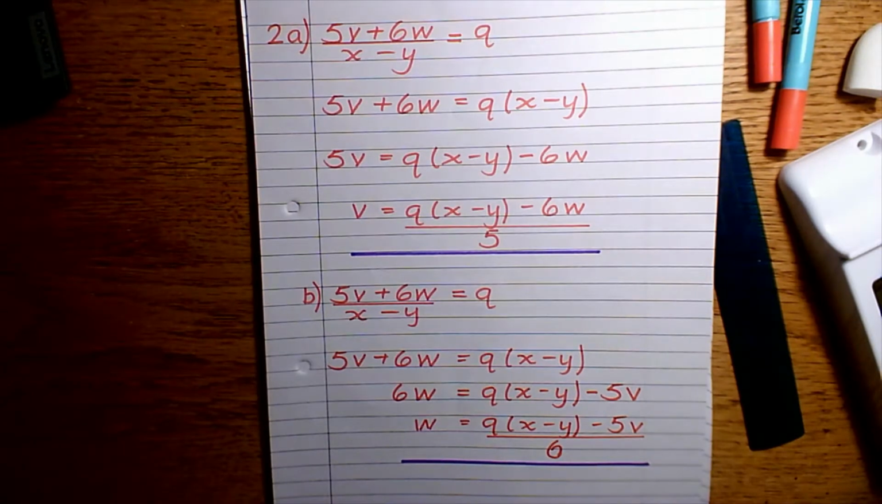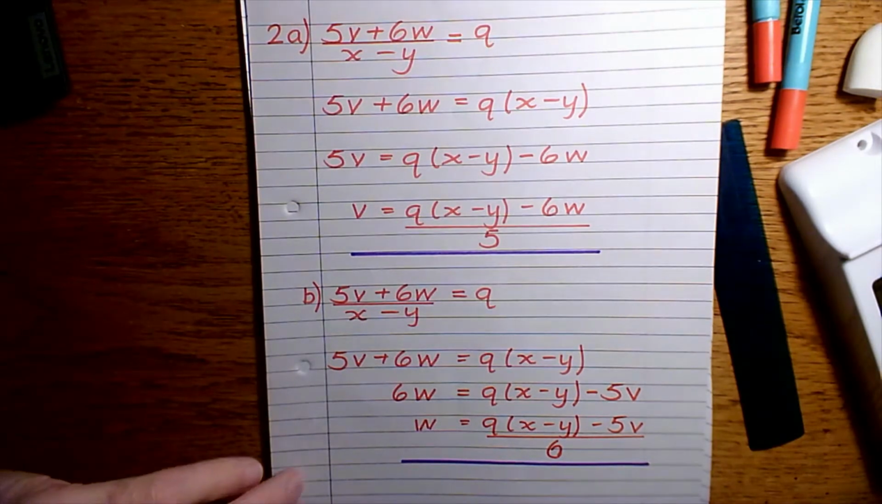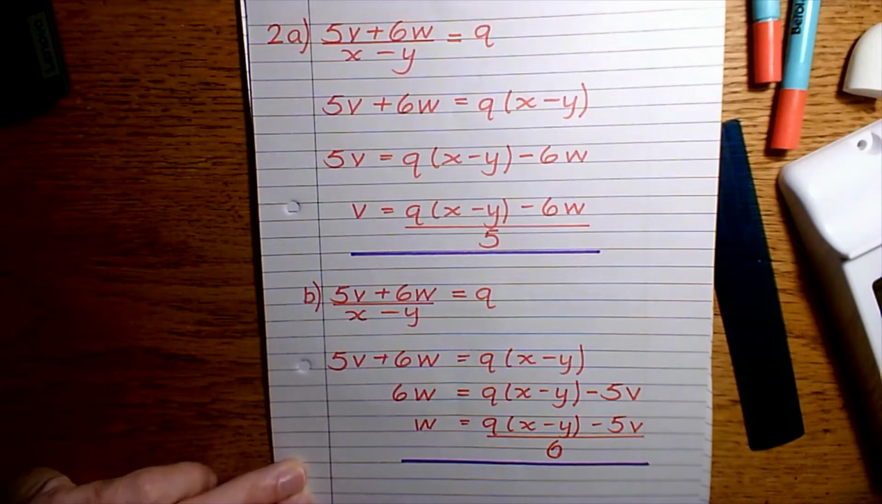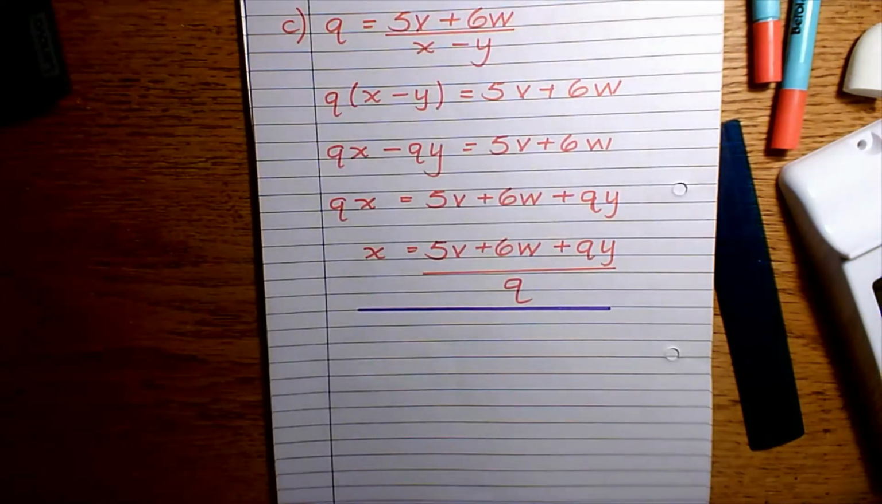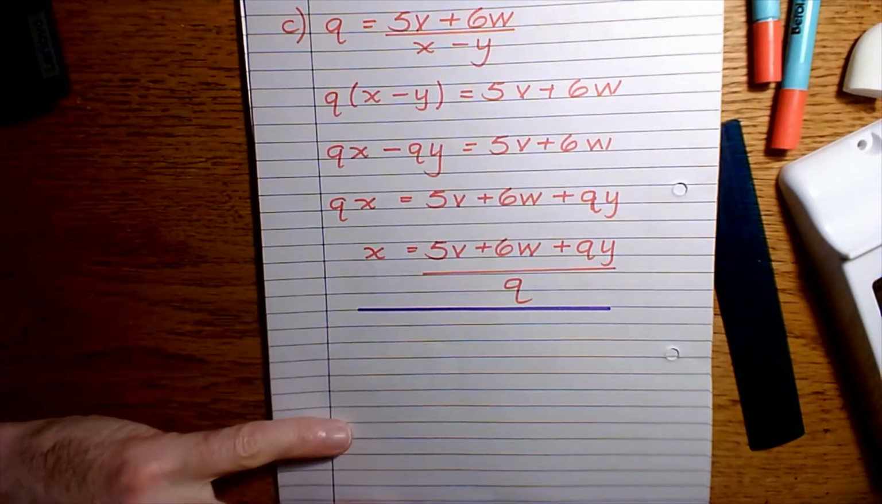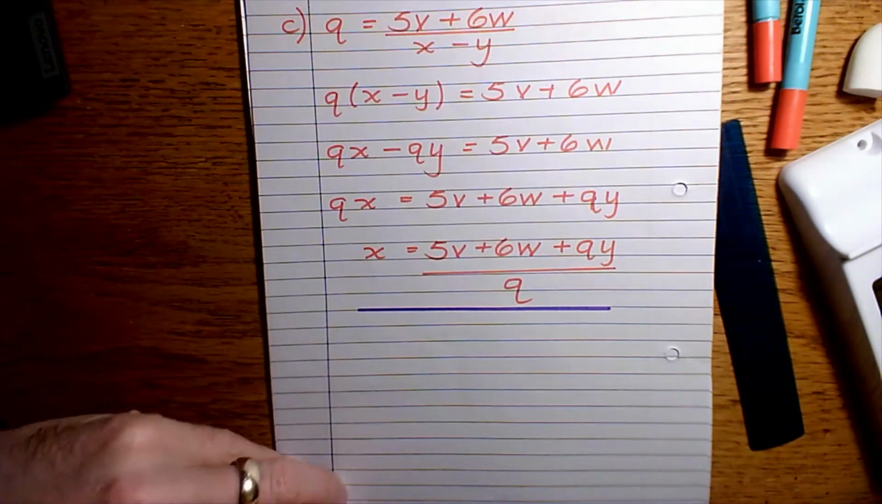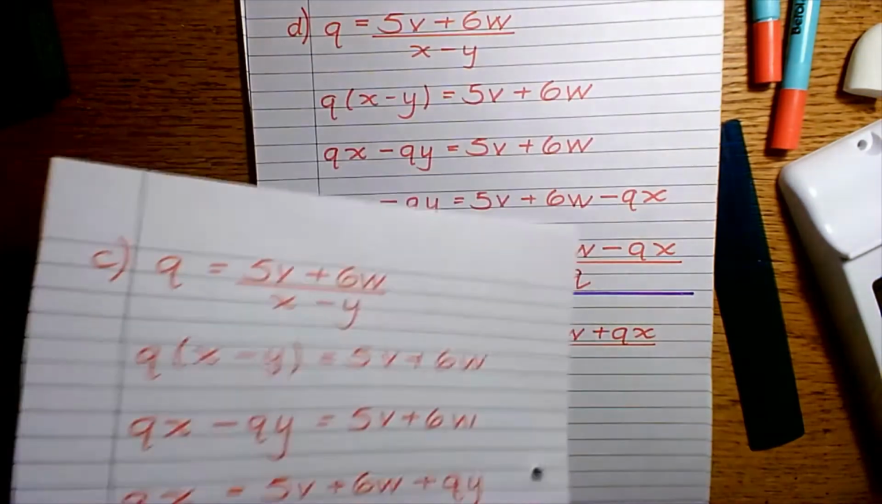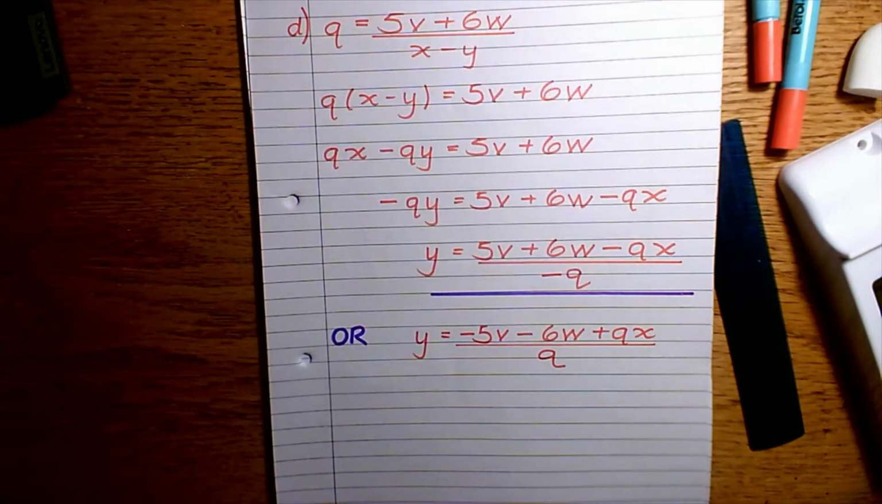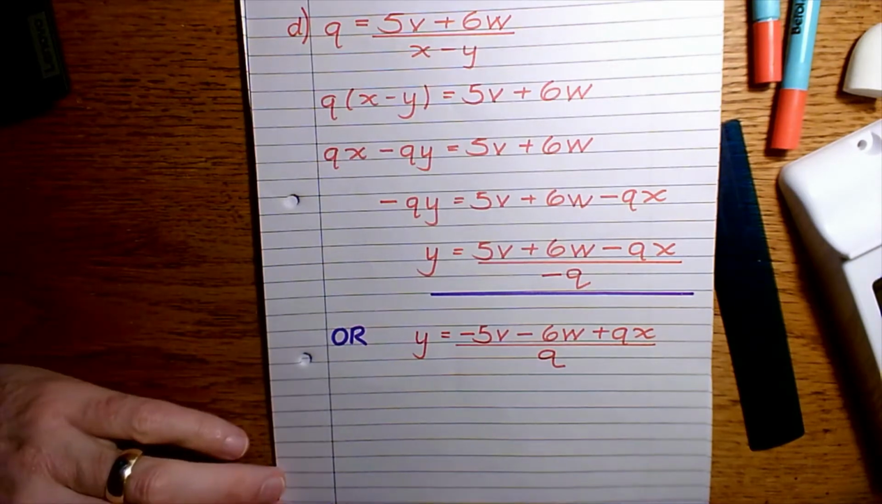First part, making V and W the subject. Pause if you need to check the details here. Here we are, we can make X the subject. And last of all, each letter has a turn of being the subject of the formula. Here is the last answer.